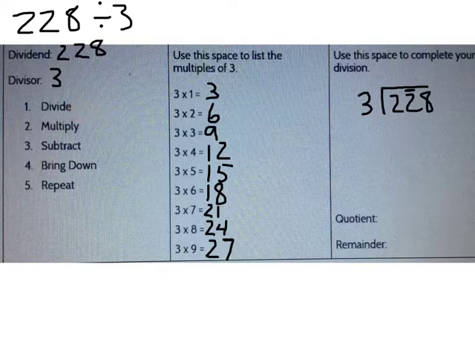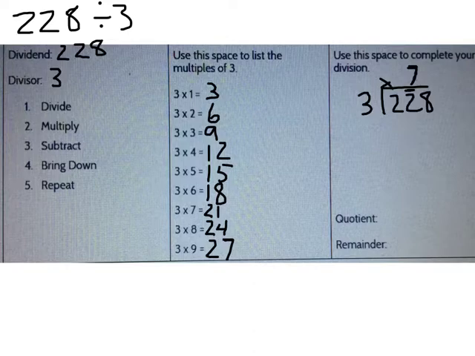First, I'm going to divide 22 tens divided by 3. How many groups of 3 tens can I take out of 22? What's 22 divided by 3? 22 divided by 3 is 7. I've divided in the tens place. What's my next step? After dividing, I need to multiply to see how many I used.